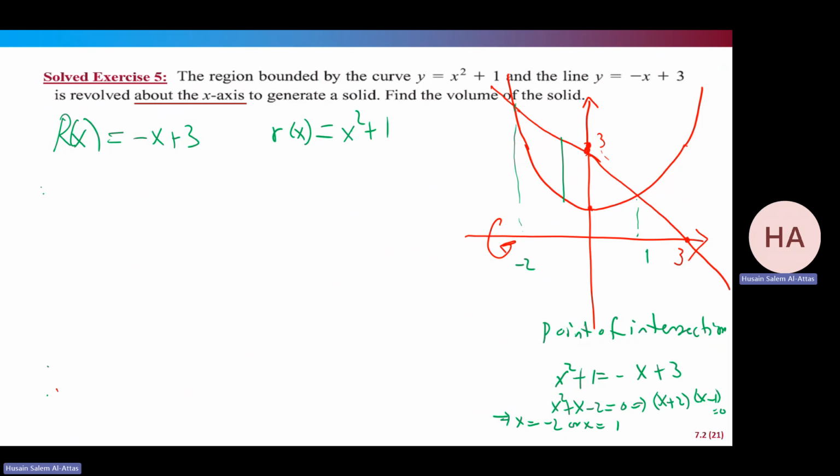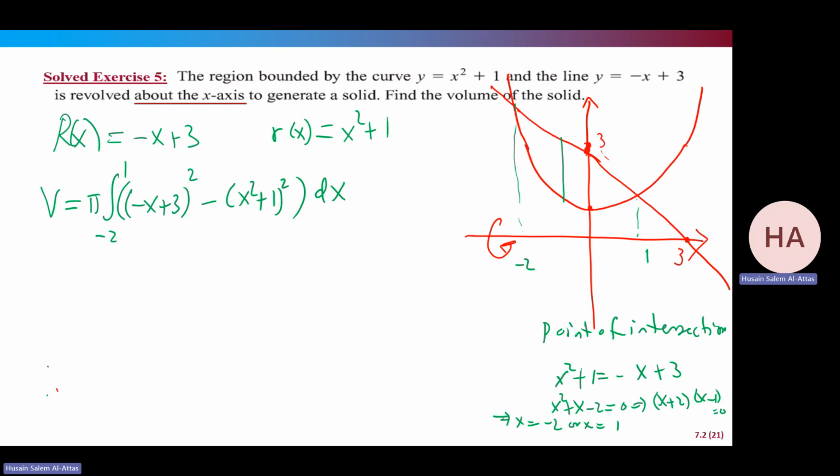What will be the volume? Pi, yeah, it seems to be a complicated calculation. Not complicated, too much calculation. Integral from minus 2 to 1 of minus x plus 3 squared minus this one squared, dx.